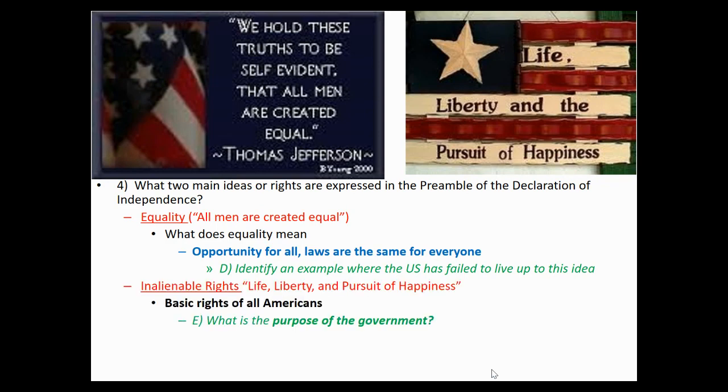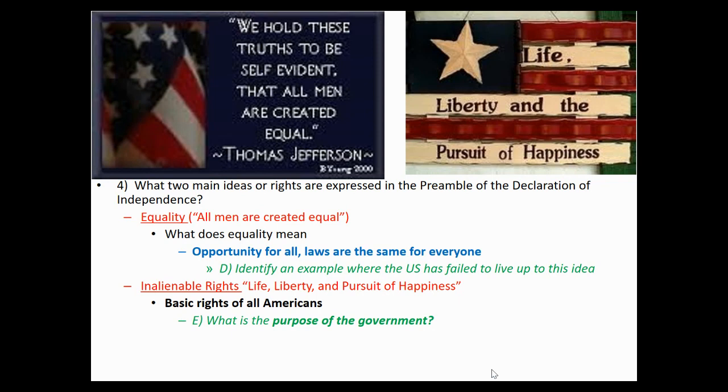The other one is inalienable rights: life, liberty, and the pursuit of happiness. Those are the rights that every single American should enjoy. So if you're an American, you have a right to your life, you have a right to freedom, and you have a right to pursue your happiness. And what's important about that letter E is then what is the purpose of government? Answer that.